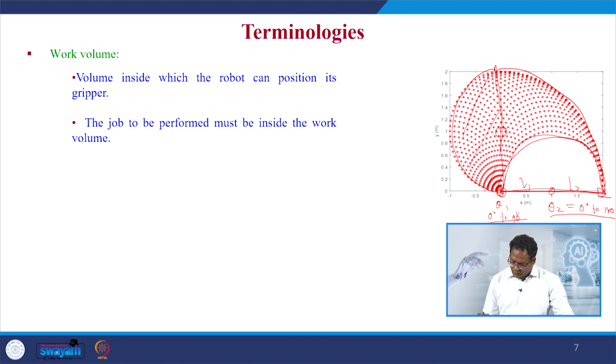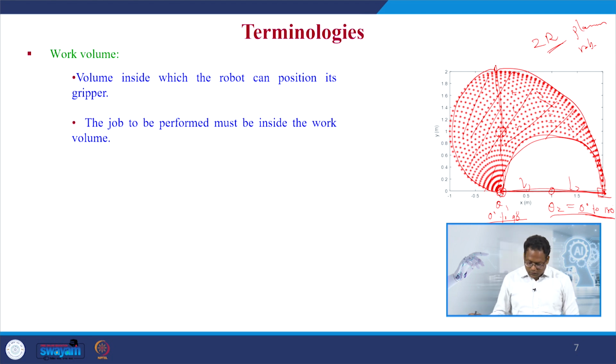And because of 0 to 90 degree variation of theta 1 and theta 2 varying from 0 to 180 degree, you have this portion combined also, and hence this is the complete work volume of a 2 degrees of freedom. Next, this is the work volume for a 2R planar robot. That means 2 revolute jointed planar robots work volume.